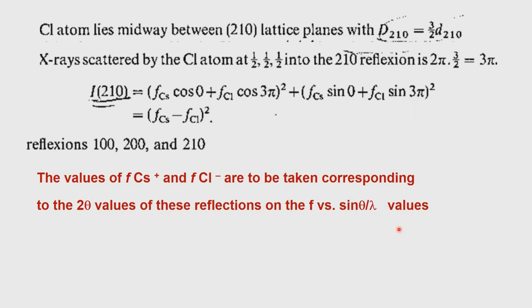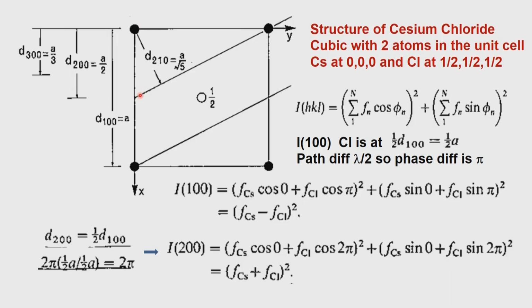So, when we consider the 210 plane, the chlorine atom will lie midway between the lattice planes, so it will get 3 by 2 D210. Let me indicate where 210 is, it is here. So, this is the D210. We are now calculating the contribution from cesium as well as from chlorine.